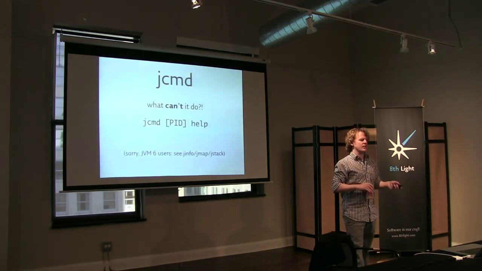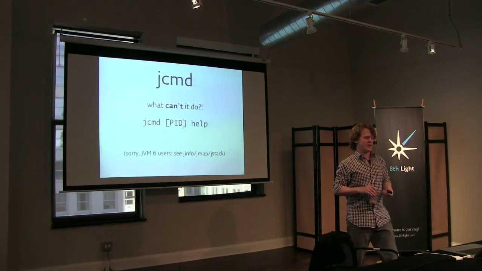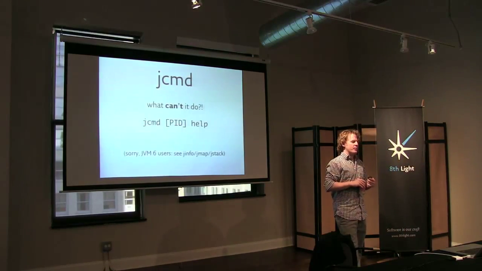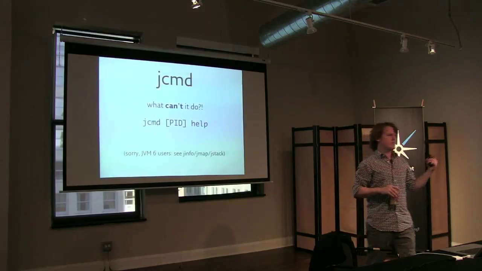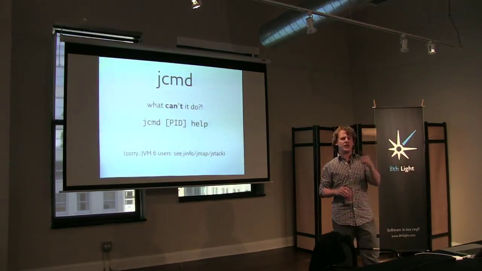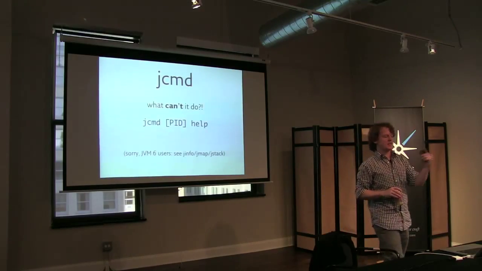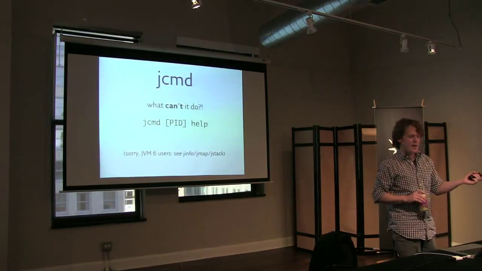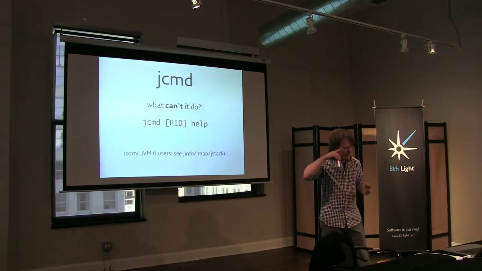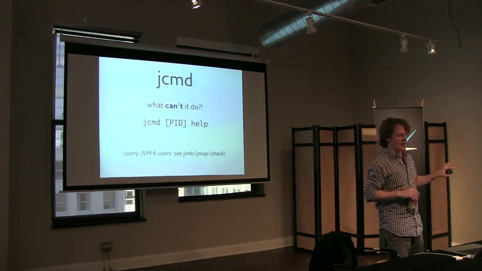So JCMD just became available in Java 7. Before that, you had to use a bunch of different tools and stitch them together. You can use it to get a hold of system properties and flags. Before, in JVM 6, you could use JInfo for that. You can get class histograms and dumps like we saw. And for JVM 6, you could use JMap for that. But I don't really use those tools anymore. That's why I didn't talk about it.